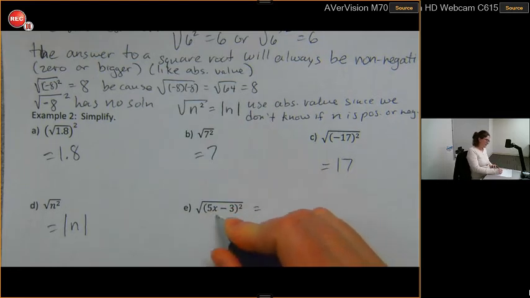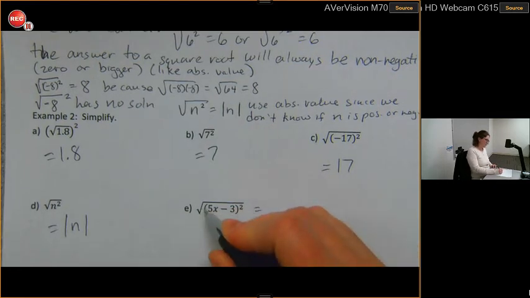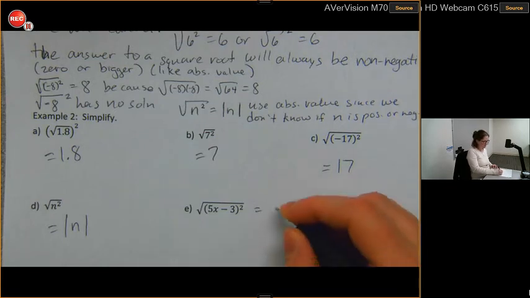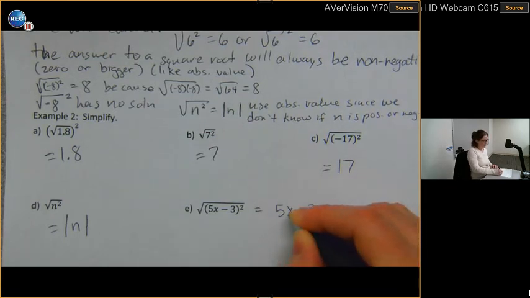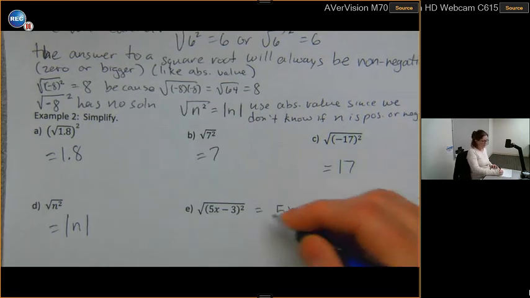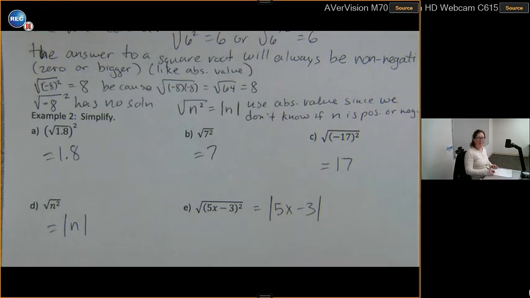Letter E, squared and square root are going to cancel, so we have this expression of 5x minus 3. And since x is a variable, we need to put absolute value on our answer.